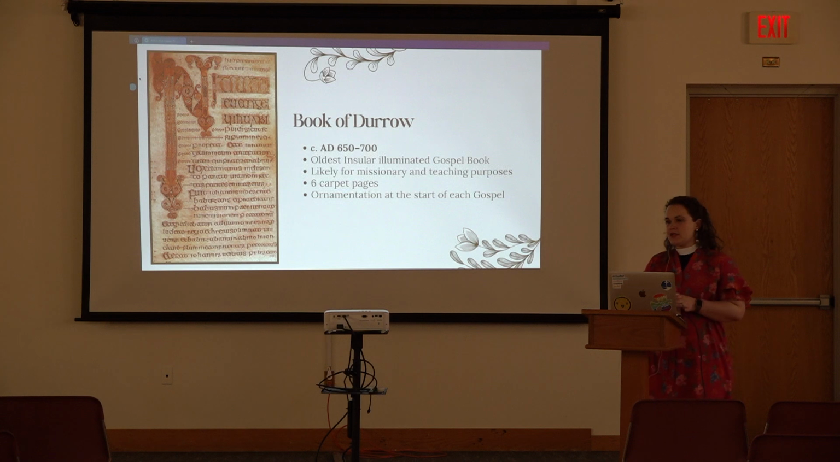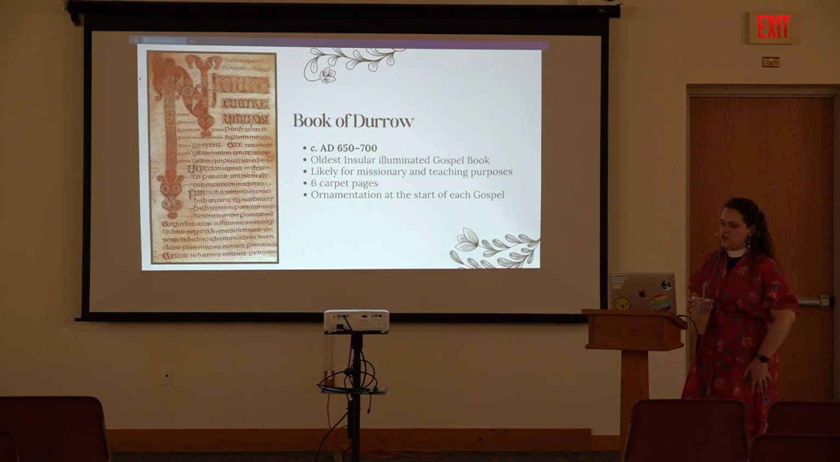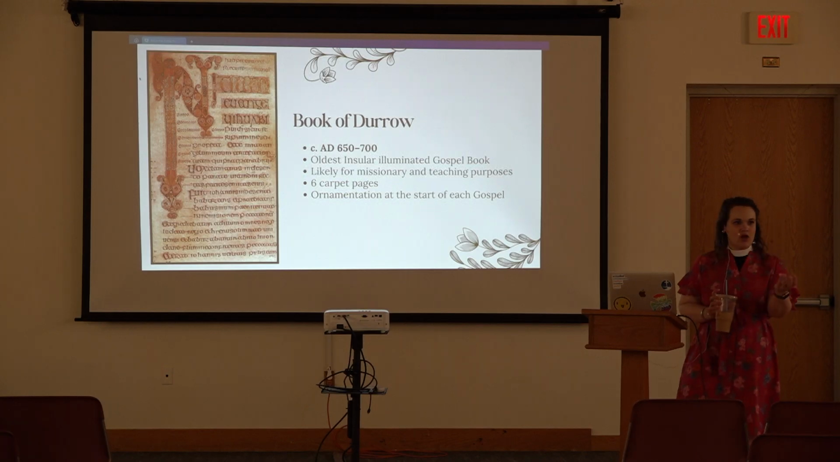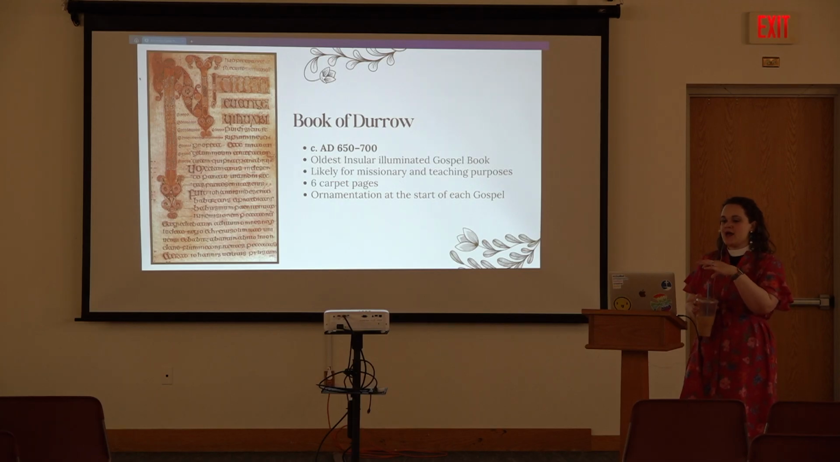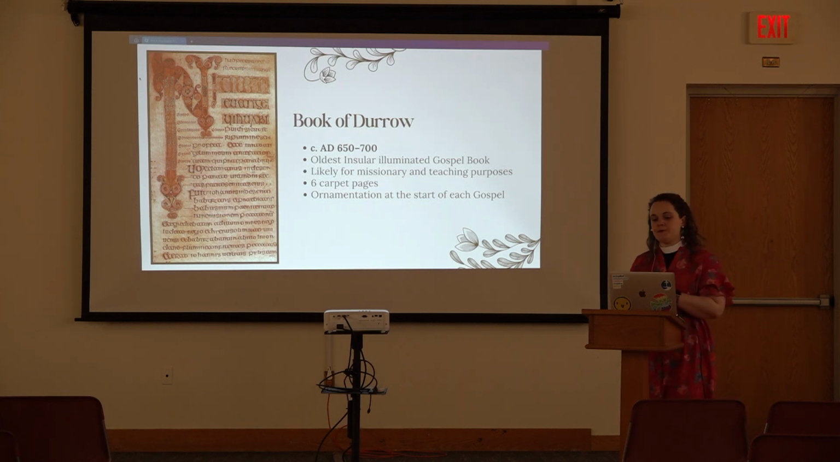The Book of Durrow was likely created for missionary and teaching purposes, and one of the things that has given it fame is that there are 6 carpet pages, and I'll show some of those. These are pages where the whole thing is an illustration, likely borrowing from the tradition of Persian rugs. So people who would have had some exposure to that form of artistry were using it in a different way. So this book has 6 carpet pages, and there's ornamentation at the start of each gospel. So like I said, this is one of those pages.